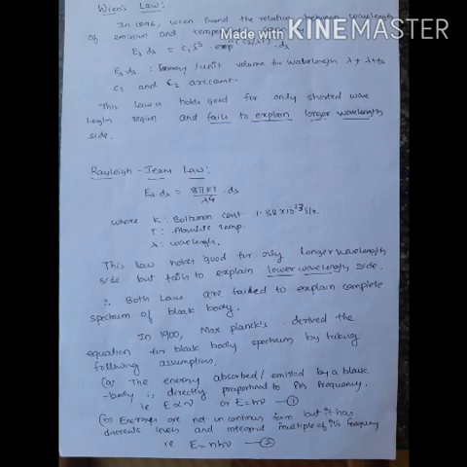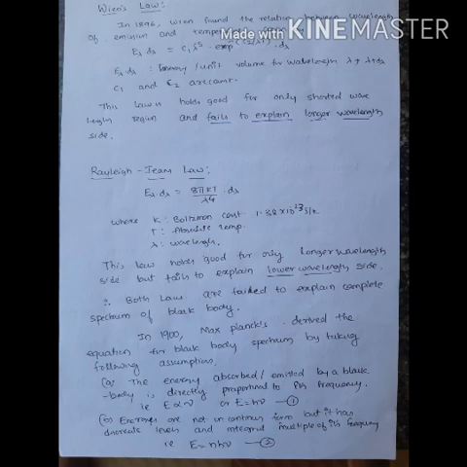But it fails to explain the longer wavelength side. If you go on substituting lambda equal to infinity, it gives an infinite value, but as per the practical demonstration, that is not possible. Hence, this theory fails to explain the longer wavelength side.